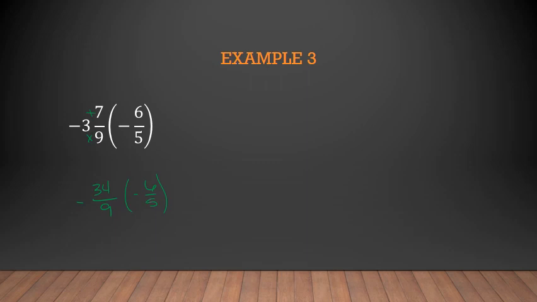6 and 9 can both be divided by 3. So if I take 6 and divide it by 3, I'm going to get a 2. Divide 9 by 3, and I get a 3. Now this is actually going to give me much smaller numbers than my original multiplication. 34 times 2 is going to give me 68. 3 times 5 is going to give me 15.